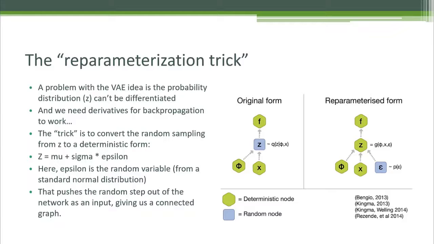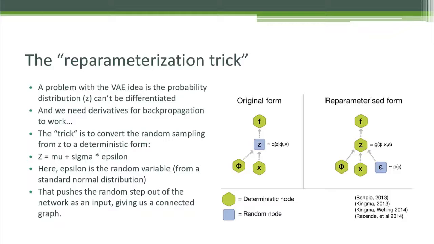So one mathematical problem with the idea of VAEs is that the probability distribution that we're calling Z can't be differentiated. Anytime you have randomness in the equation, these random distributions throw a wrench into the calculus, right? And as you might recall from when we talked about training neural networks, we need to use the derivatives of this system for backpropagation and the actual learning to work, right?